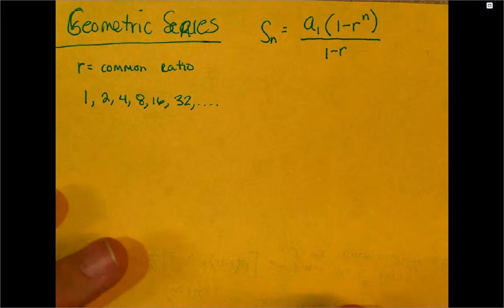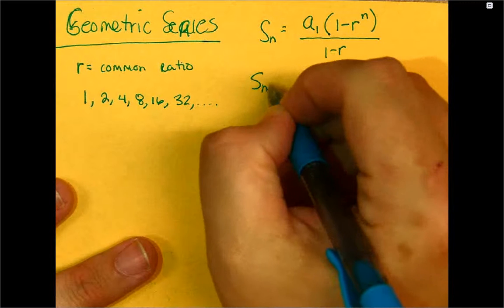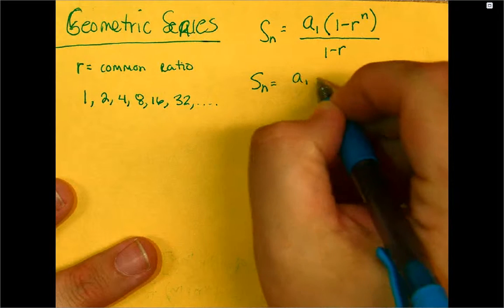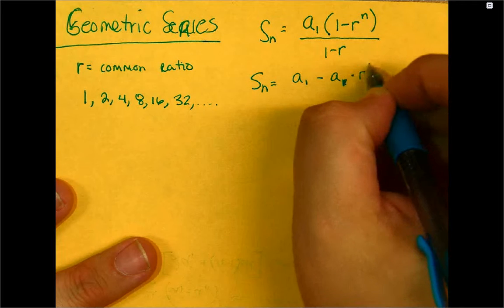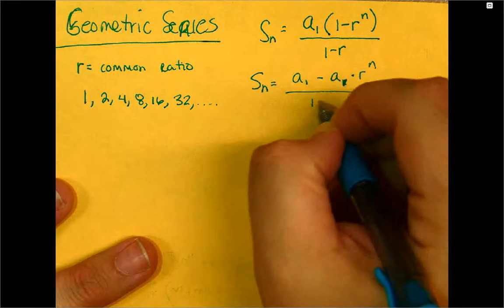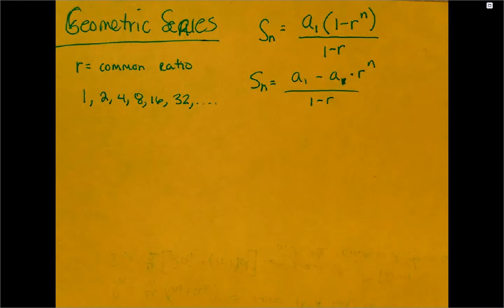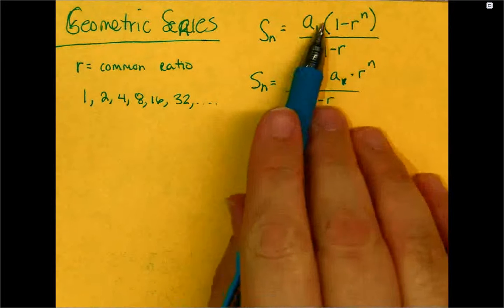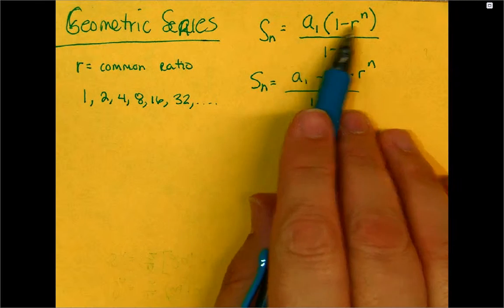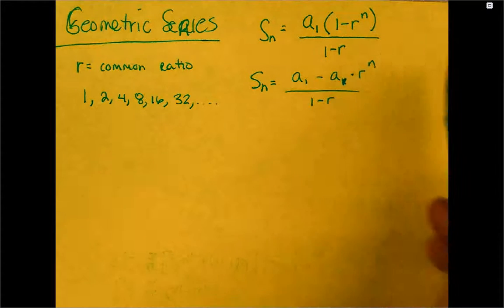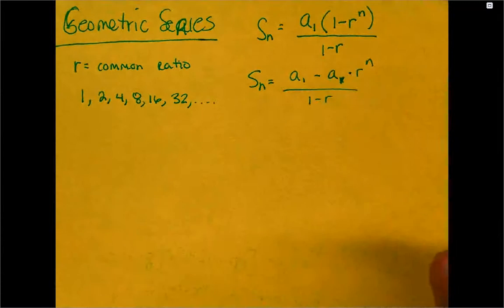If you look back at the paper, there's another formula. They rewrite it as a sub 1 minus a sub 1 times r to the n power all over 1 minus r. But this formula I like better because it factors out the a sub 1 and you only have to use it in one spot. And you get 1 minus r to the n. Either or. But this is going to end up being a calculator problem pretty much anyway.